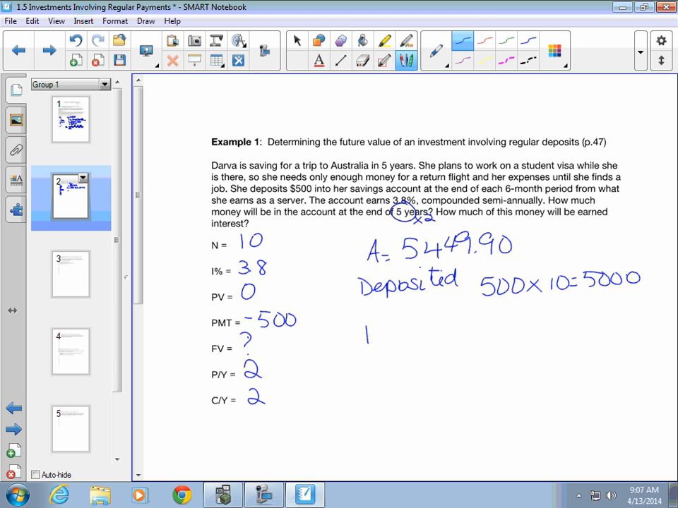So interest is equal to your A minus P. So that's going to be $5,449.90 minus the $5,000 of her own money she deposited. So $449.90 is interest.